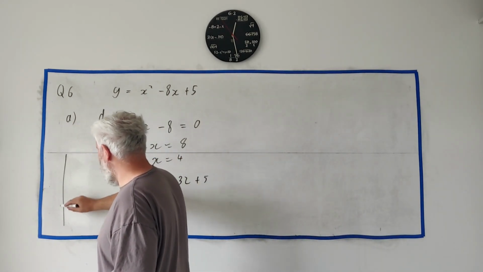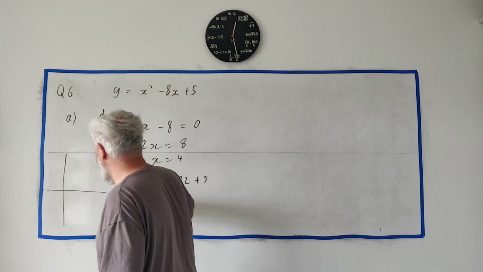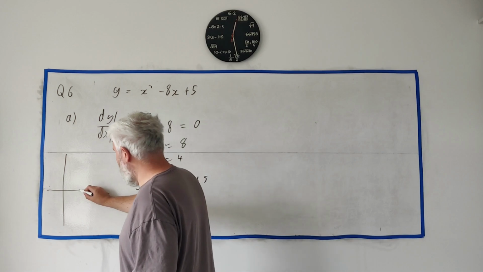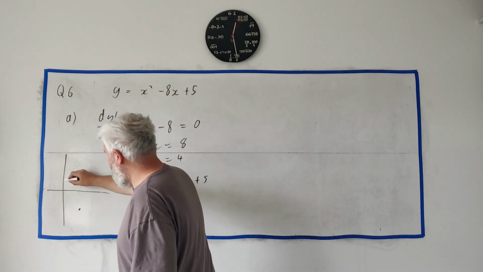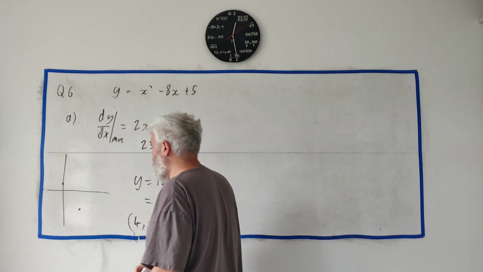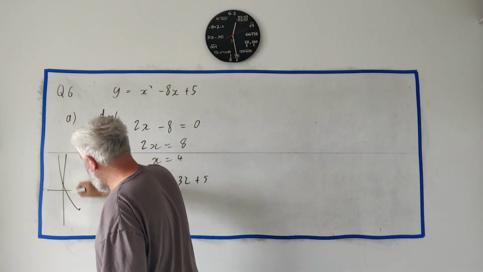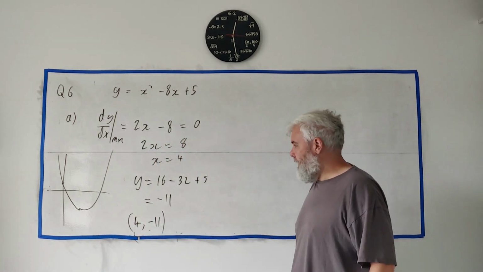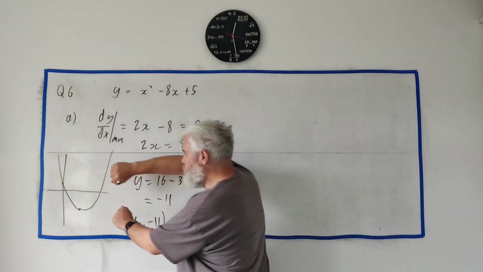Let's put a y-axis, give ourselves plenty of room here, the x-axis. The point 4, minus 11, let's go 4 and minus 11, like that. We know the y-intercept was 5, let's put that here somewhere. So the curve looks something like this. Again, it's just a rough thing for an example here. So what they're saying is they're stretching this.